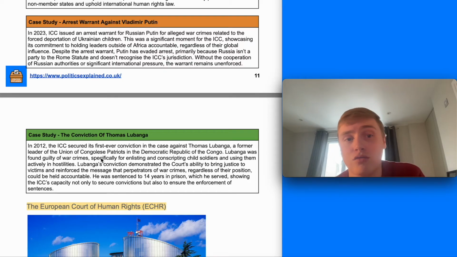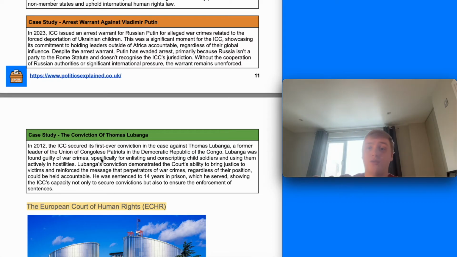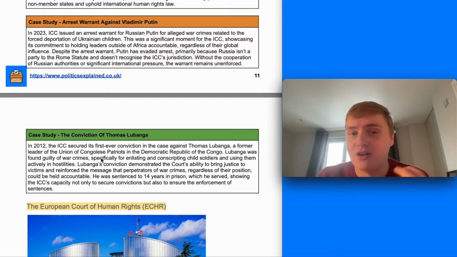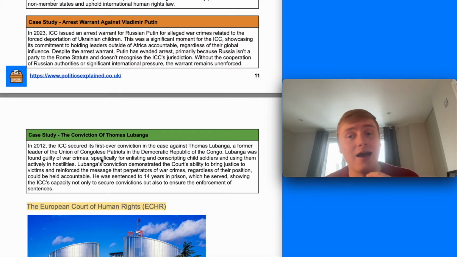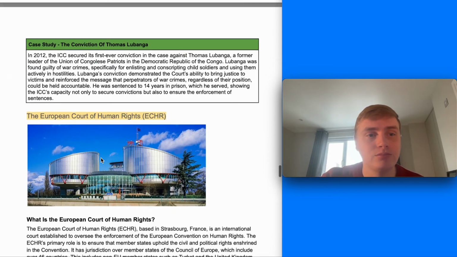But despite the arrest warrant, Putin has evaded arrest and continued with his invasion of Ukraine, primarily because Russia isn't party to the Rome Statute. That's why he's been able to avoid arrest, and he doesn't recognise the ICC's jurisdiction. Without the cooperation of Russian authorities or significant international pressure, the warrant remains unenforced. And that really shows the limitations of international human rights law and the ICC, because it doesn't have a global police force or courts to enforce its rulings.